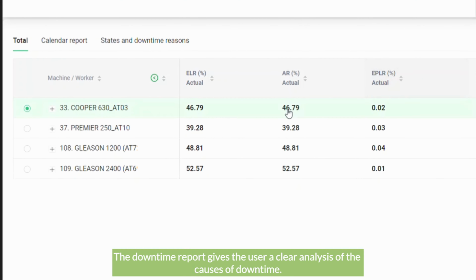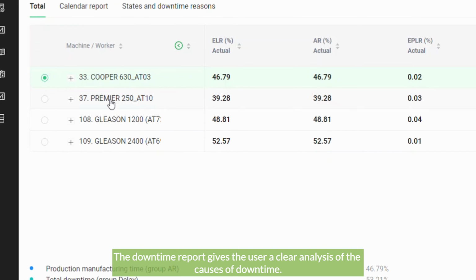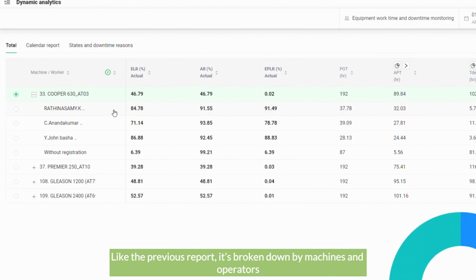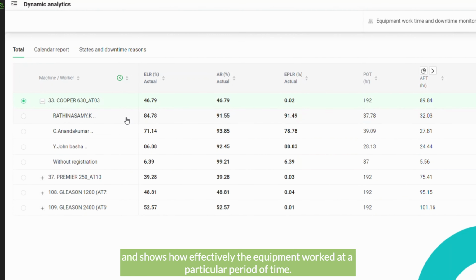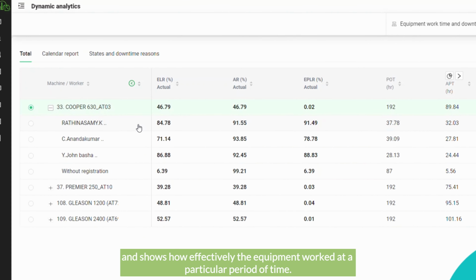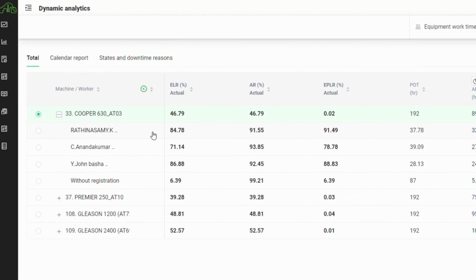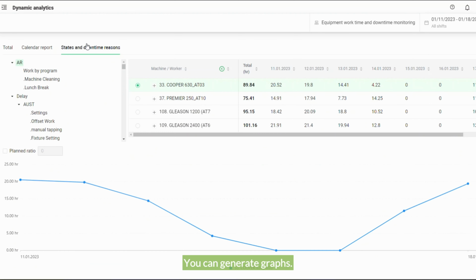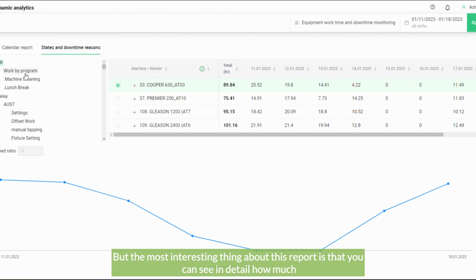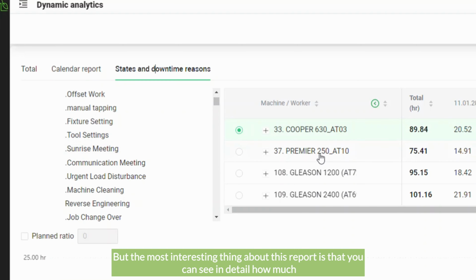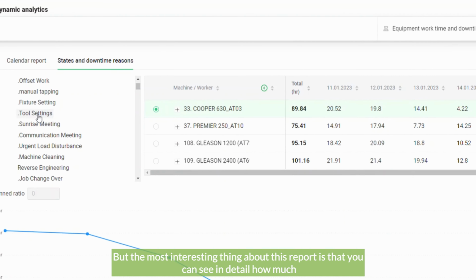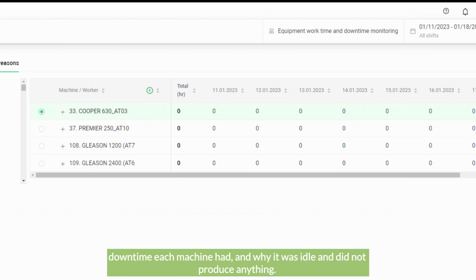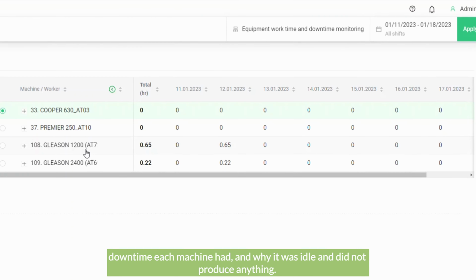The downtime report gives the user a clear analysis of the causes of downtime. Like the previous report, it's broken down by machines and operators and shows how effectively the equipment worked at a particular period of time. You can generate graphs. But the most interesting thing about this report is that you can see in detail how much downtime each machine had, and why it was idle and did not produce anything.